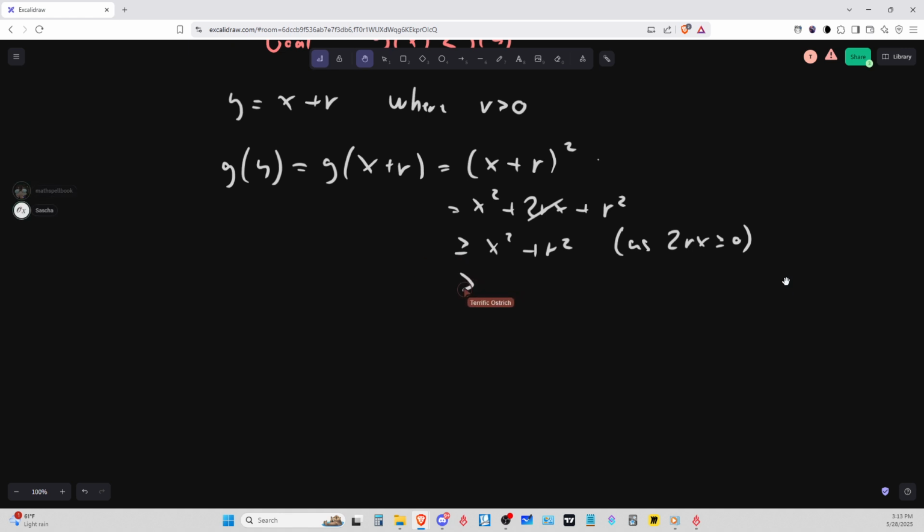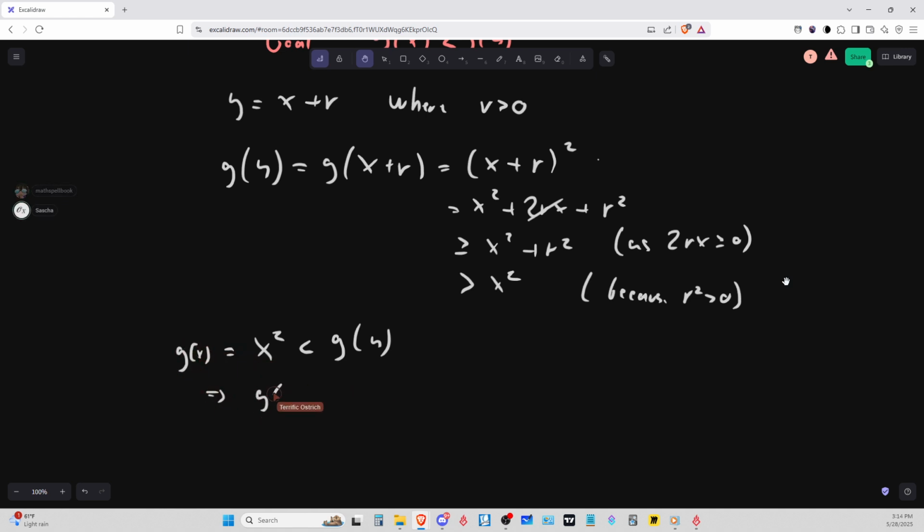And now what I get is a strict inequality with x squared, because as r is strictly positive, r squared is also strictly positive. So maybe I can just rewrite the thing. What we have here is that x squared is less than g of y. But x squared is exactly g of x, by definition. Thus I've shown that g of x is strictly smaller than g of y. Thus g is strictly increasing.